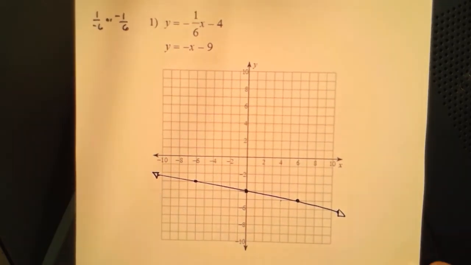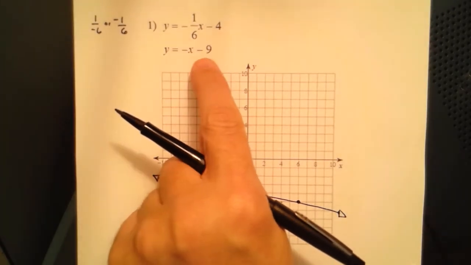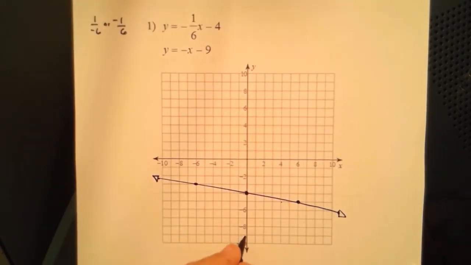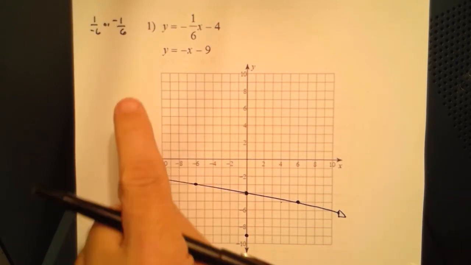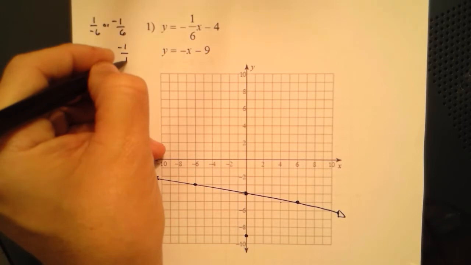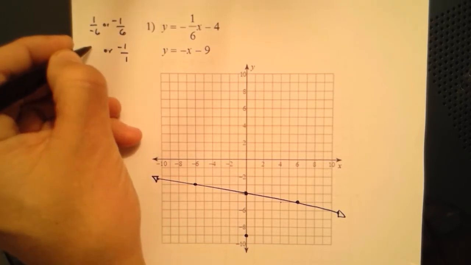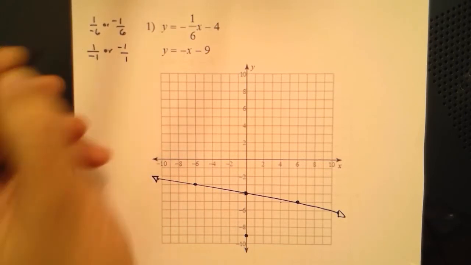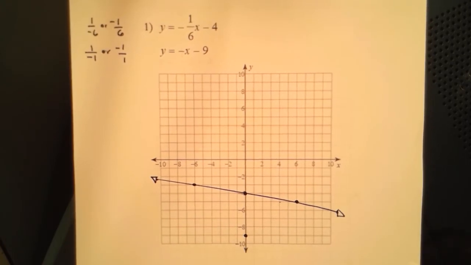Okay. Then we're going to graph the second one, starting off at negative 9. Negative 9 is right here on the graph, and we're going to follow a negative 1 slope. That would be negative 1 over positive 1, or we can follow it as positive 1 over negative 1. We can graph backwards and forwards. Let's go ahead and do that.